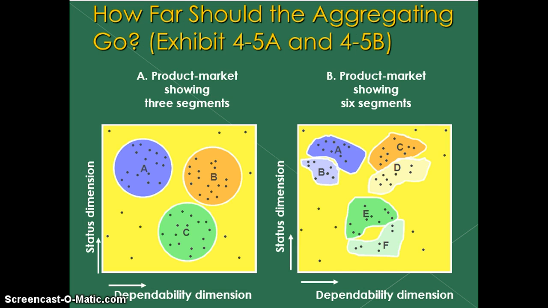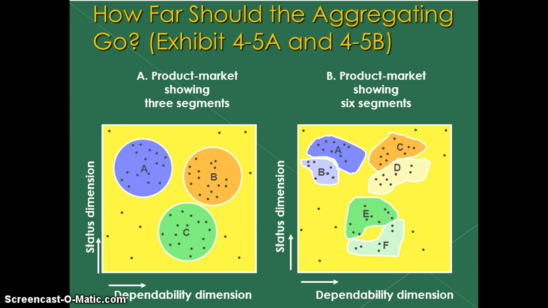So how far should the aggregating go? Now this right here is pages 99 to 100, giving you an idea. In this exhibit, what is shown is that you can segment a market into any number of segments. You have 3 segments in part A, and then 6 different segments in section B over there. So you have a 3-segment product market and a 6-segment product market. How far should a marketer go in actually aggregating similar consumers in the target markets? There are some criteria in regards to segmenting that you should be aware of.